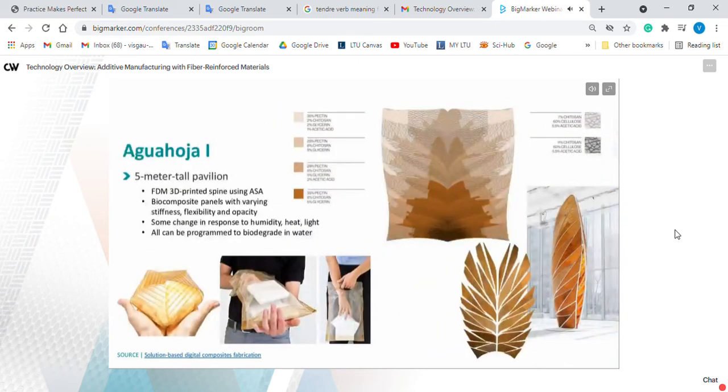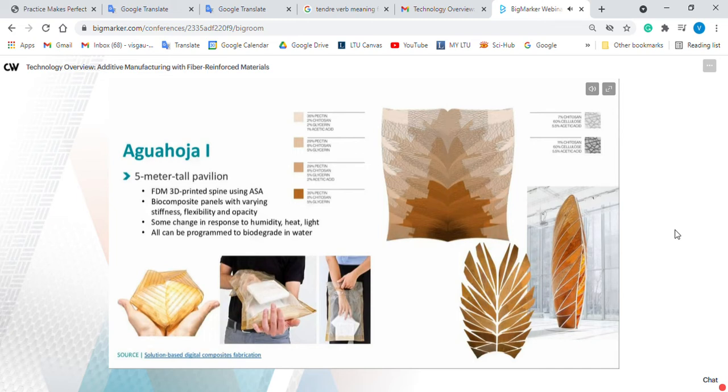And then this is their demonstrator, Agua Hoja. Agua for water, Hoja is like a shell structure. This was a 5-meter tall pavilion they did that stands at MIT. They 3D printed 95 different parts, and the white spine that holds it together is a plastic. But the rest of it is this exquisite design of different combinations of biocomposites that can vary in their stiffness and flexibility, and then they can respond to things like humidity, heat, and light.